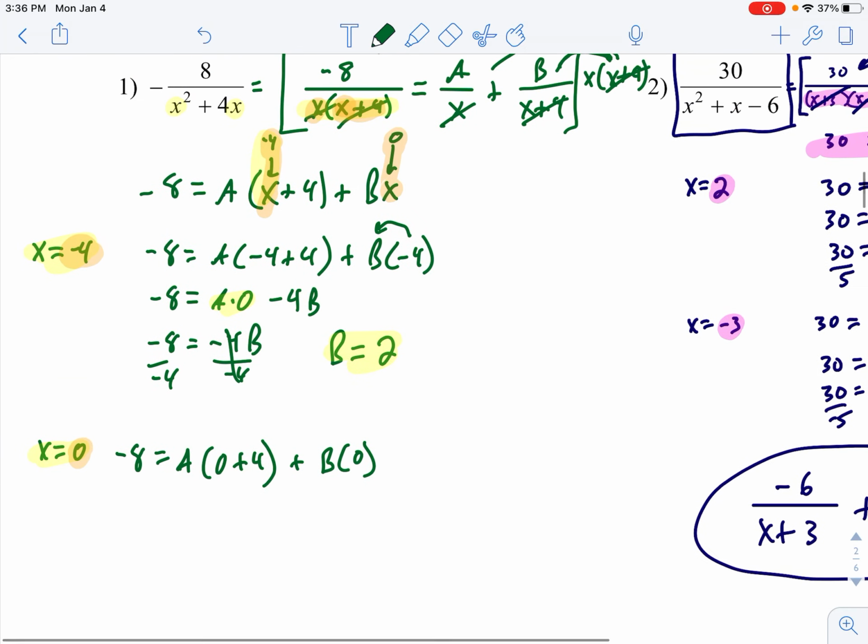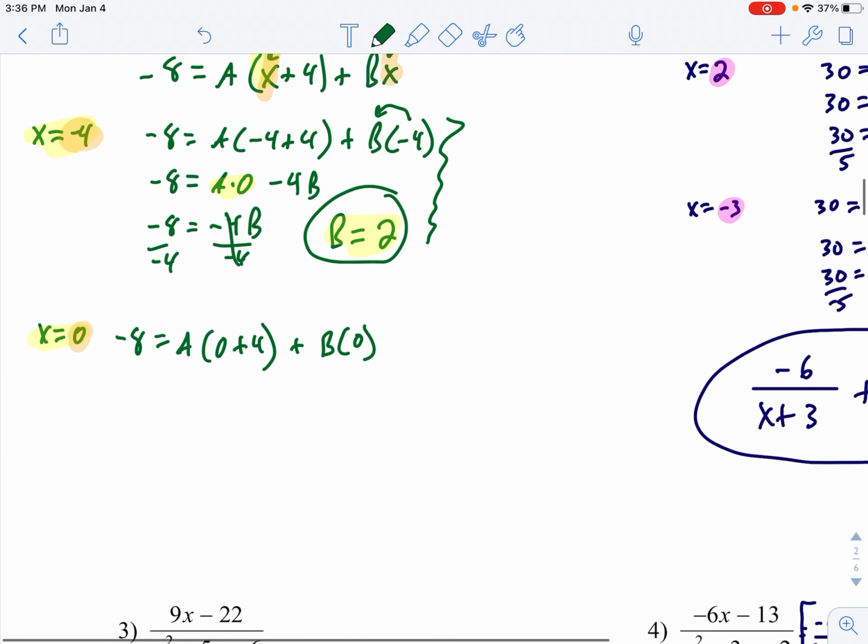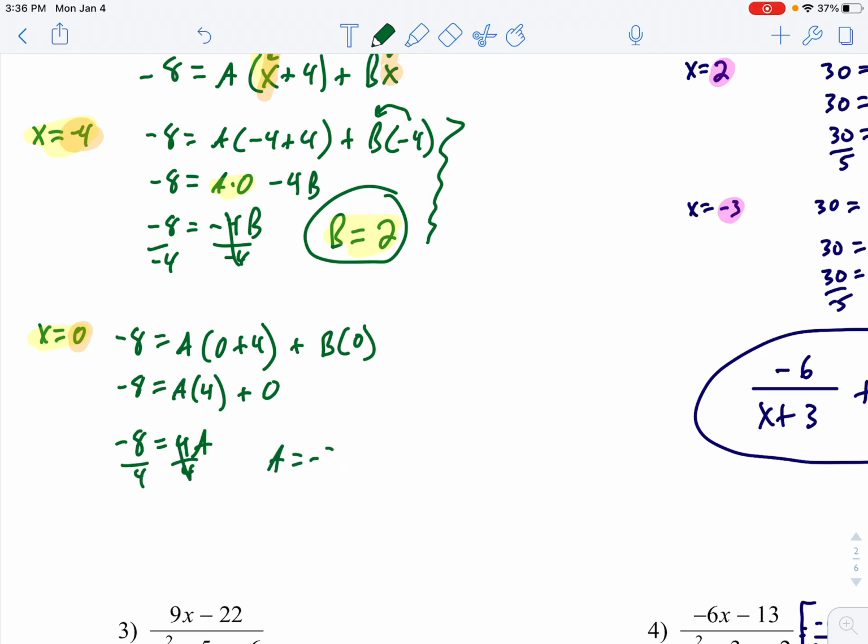When I plugged in the negative 4 and worked it all out, I come up with this. Now I'm going to plug in 0 and work it all out. I get negative 8 equals a. 0 plus 4 is, of course, 4. Plus b times 0, so that's just 0. So I get negative 8 equals 4a. Divide both sides by 4. a equals negative 2. So there's my a value.